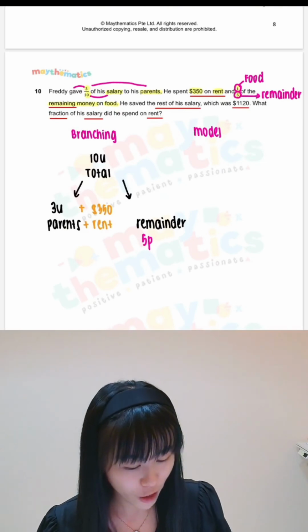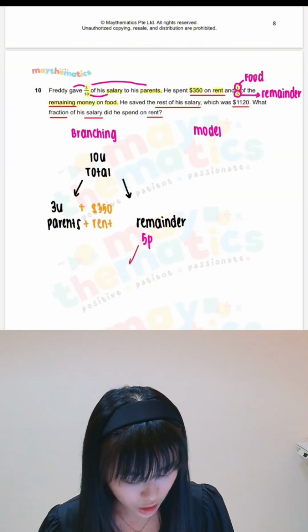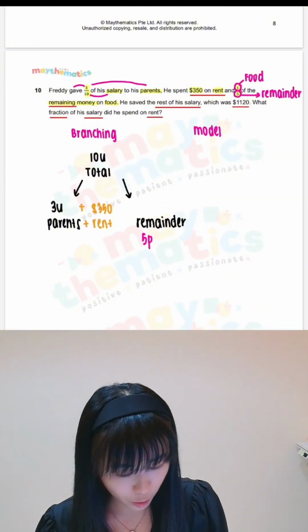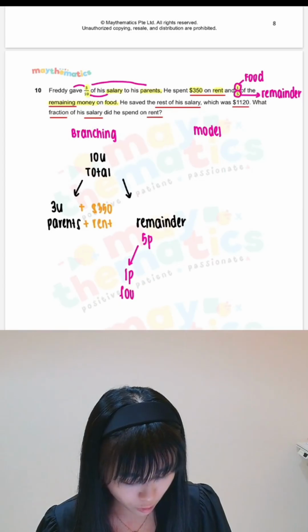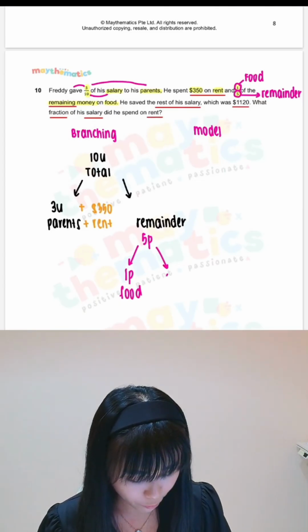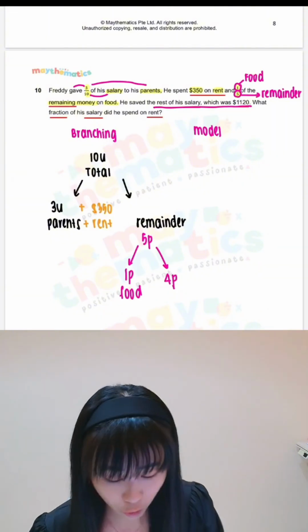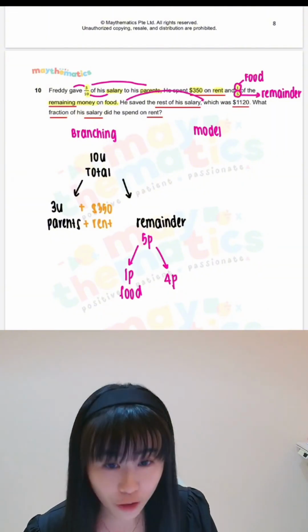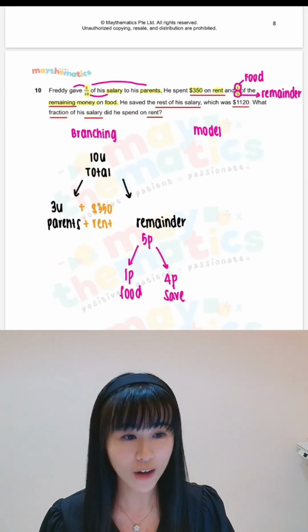So out of 5 parts, 1 part is spent on food. If 1 part is spent on food, you are going to branch out. 5 parts minus 1 part, you will get 4 parts, which is what he saved. He saved the rest of his salary, so the saving must come from here. So far, do you understand?